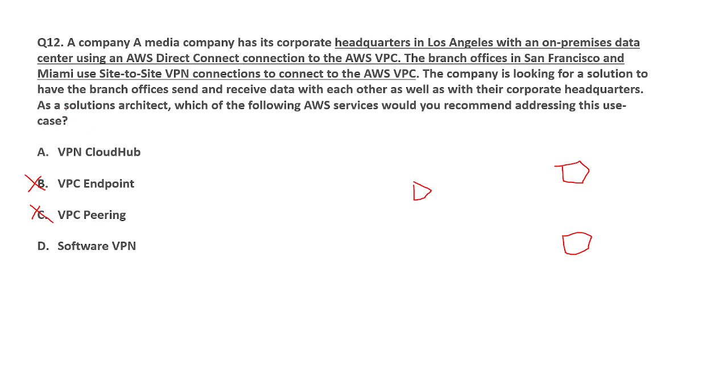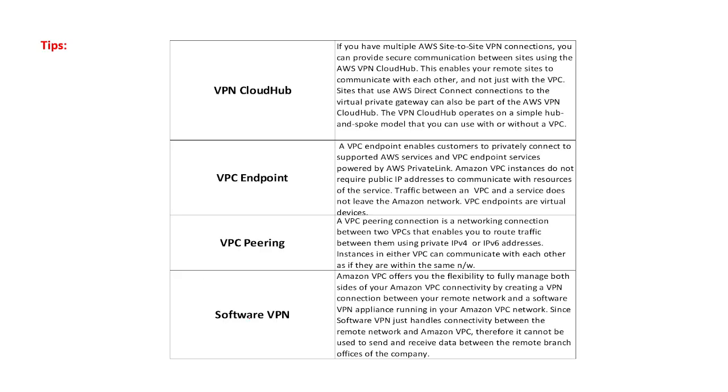They are asking about Miami using a site-to-site VPN connection to connect to the VPC. So VPC peering is also out. Now we have the remaining options, software VPN and VPN CloudHub. So let's check the software VPN also. We have a tip here. What is the software VPN?